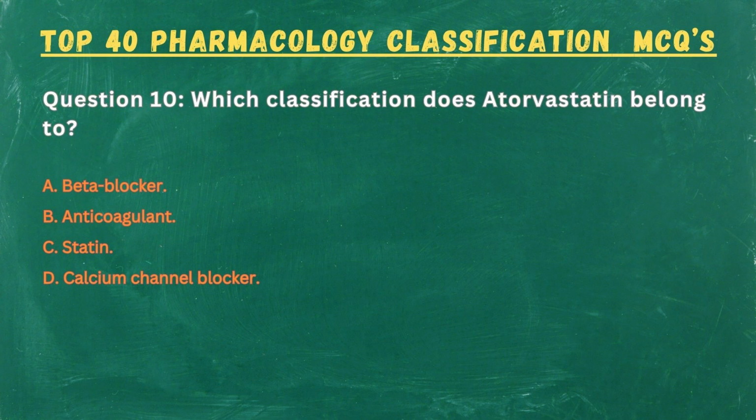Question 10. Which classification does atorvastatin belong to? A. Beta blocker. B. Anticoagulant. C. Statin. D. Calcium channel blocker. Answer: C. Statin.